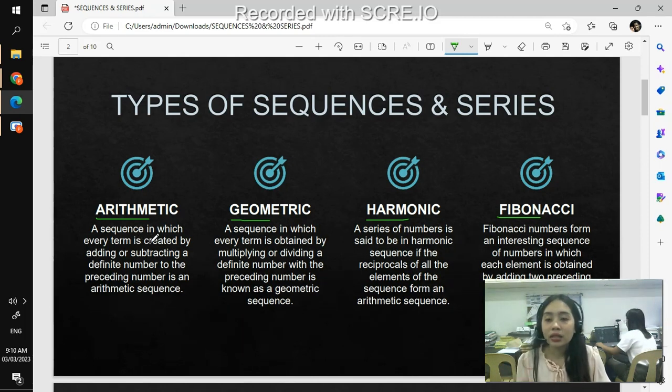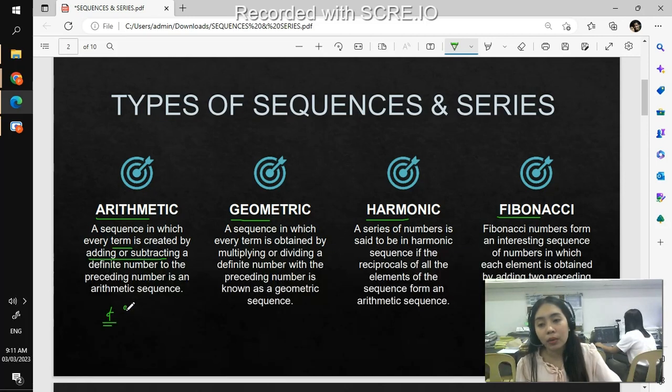So we have here a sequence in which every term is created by adding or subtracting a definite number to the preceding term is considered as arithmetic sequence. So this means to get the next term of the sequence, we will be adding a fixed number. And that is considered as the common difference, which is mainly denoted by a small letter d. Now, how do we get the common difference? That is by subtracting or getting the difference of every two terms in the sequence.